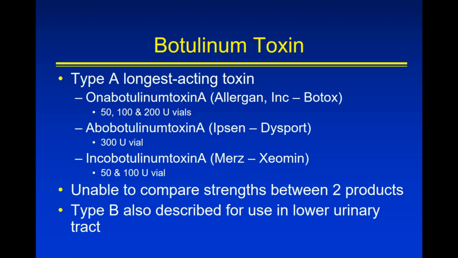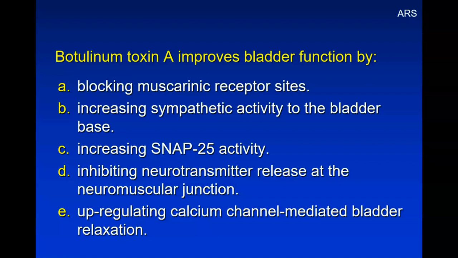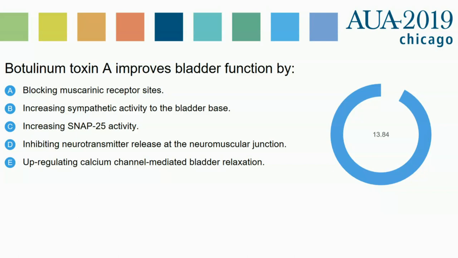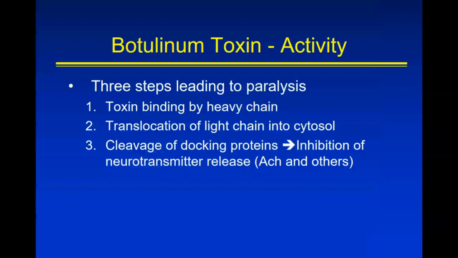So here is the question: botulinum toxin A improves bladder function by blocking muscarinic receptor sites, increasing sympathetic activity of the bladder, increasing SNAP25 activity, inhibiting neuromuscular release, or upregulating calcium channel mediated bladder relaxation. The majority of you got this right, which is inhibiting neurotransmitter release at the neuromuscular junction.